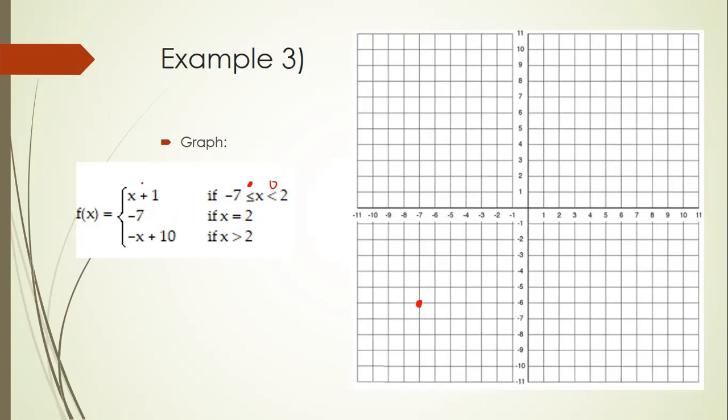My input is now 2. What is going to be my output? 3. Does that make sense? My input was 2. My output is 3. And at 3, it's going to be a closed circle.